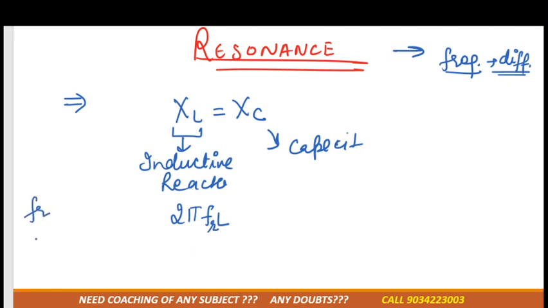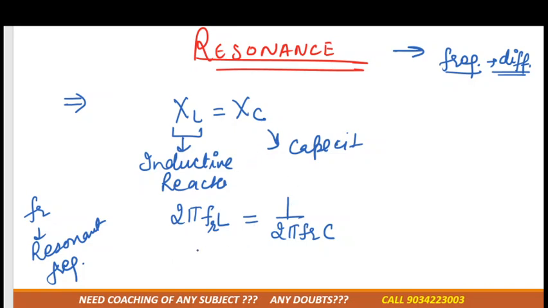What does FR mean? FR is the resonant frequency. And XC is equal to 1 by 2 pi FRC, correct? If we solve this equation and get the value of FR from that, can you tell me what the value of FR would be? If FR goes to this side, then it would be FR square, right?